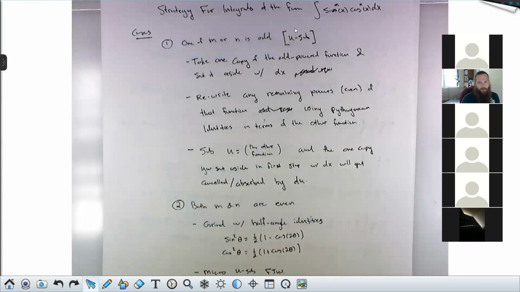If you do have an odd power, you're going to do u-sub. And generally, if you have an odd power, the other power will be even. That's the nice way to think of it. You u-sub for the even powered function. That will soak up one of the odd powered function with the differential, leaving only even powers of it, which you can then rewrite in terms of the other function using the Pythagorean identity, sine squared plus cosine squared equals 1.